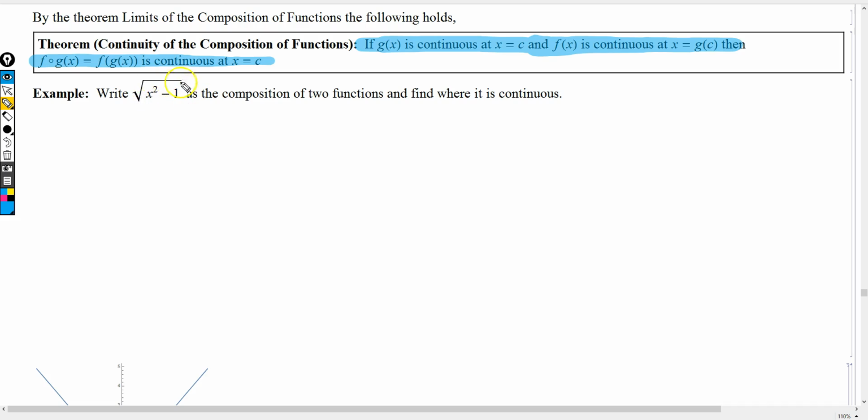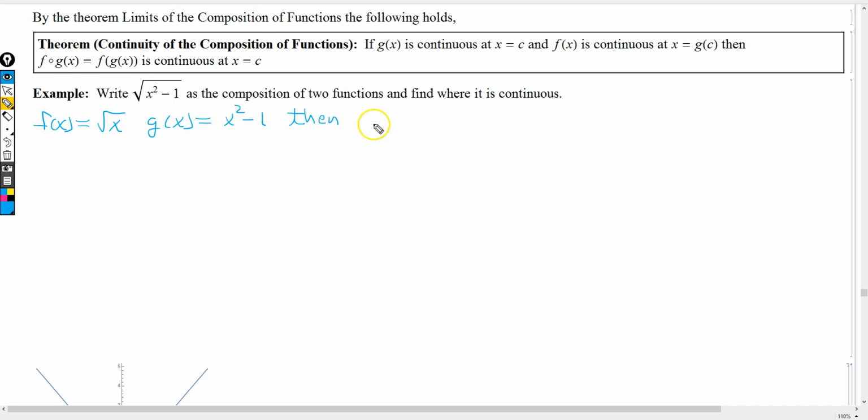Let's write this as the composition of two functions and find where it is continuous. So let's notice for this function, if we let f of x equal the square root of x and g of x equal x squared minus 1, then the composition is going to be the square root of x squared minus 1. Alright, so we've written this function as the composition of two separate functions.